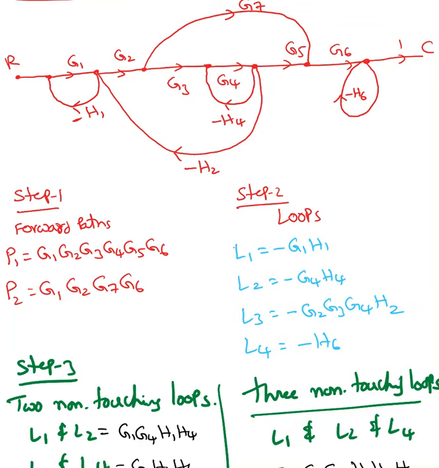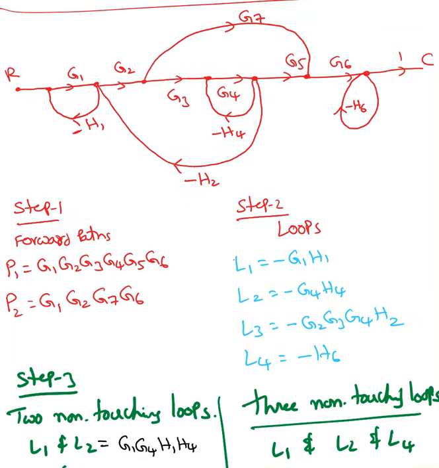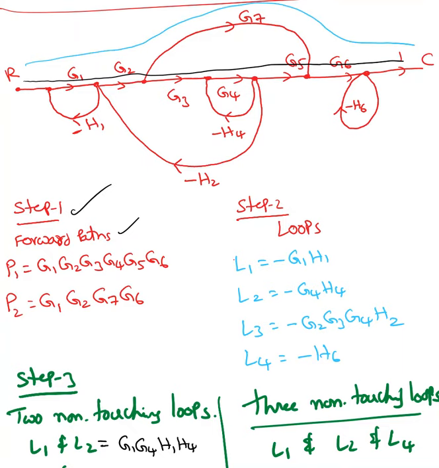Here is the next example. Here also we are finding the transfer function from the signal flow graph. Step one, always find the forward paths. I found two forward paths. One is z1, z2, z3, z4, z5, z6. Another forward path is z1, z2, z7, z6. Those are the two forward paths.